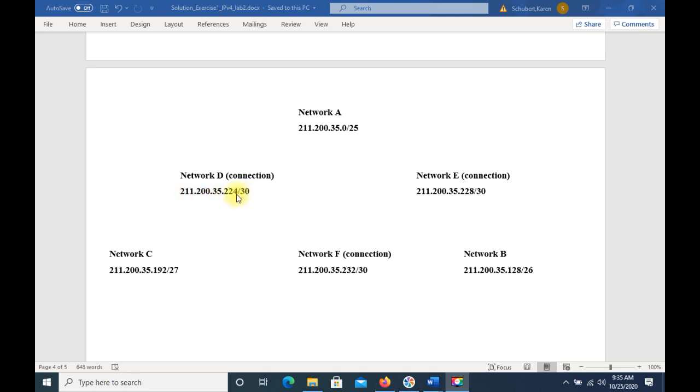211.235.224. /30 is the subnet mask, so therefore to get to network E we add 4 to 224. So network E's network address is 211.235.228. Again, subnet mask /30, so we add 4 to 228 to get to network F, 211.235.232, and a subnet mask of /30, and that is the task at hand.